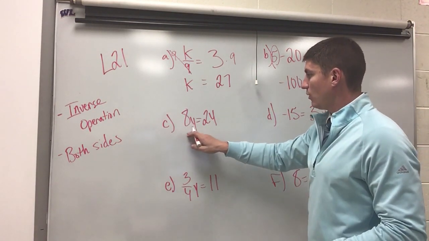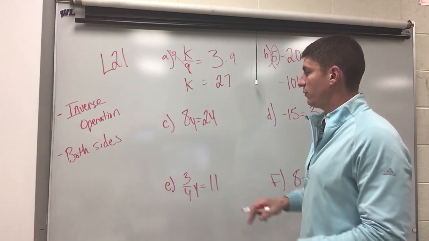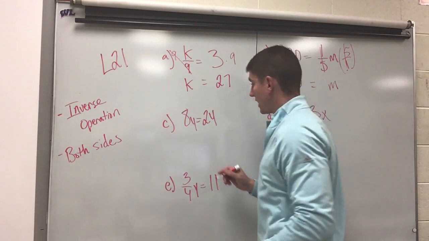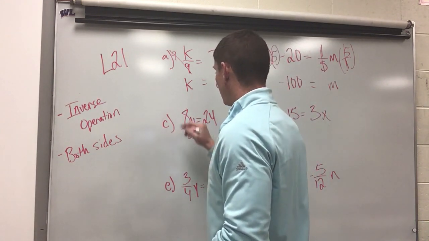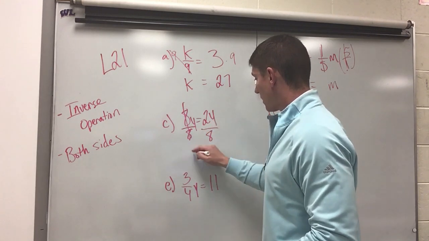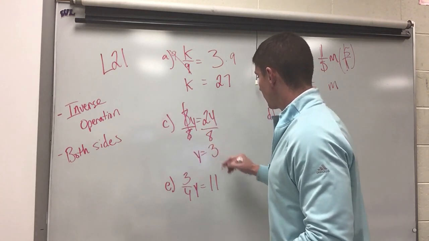Letter C, 8y, 8 times y equals 24. 8 times y is our operation. The opposite of times 8 is divide by 8. That will cancel. What I do to one side, I do to the other side. 24 divided by 8, y equals 3.